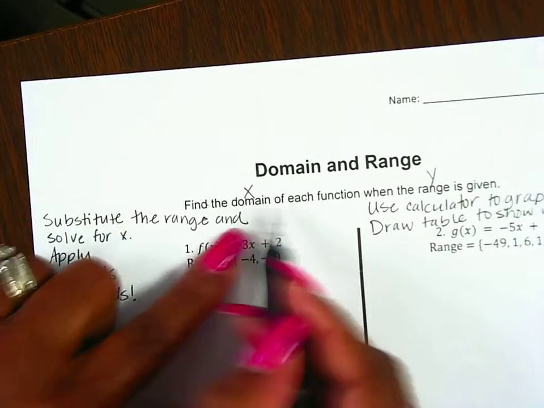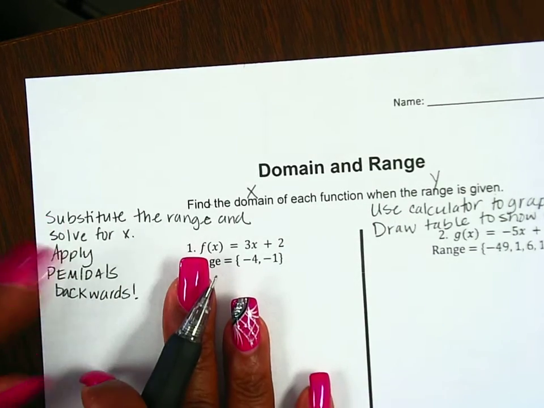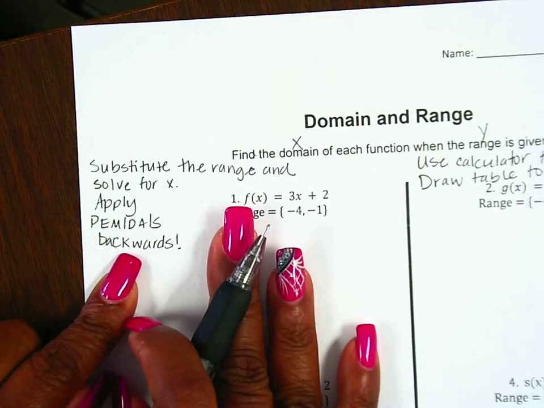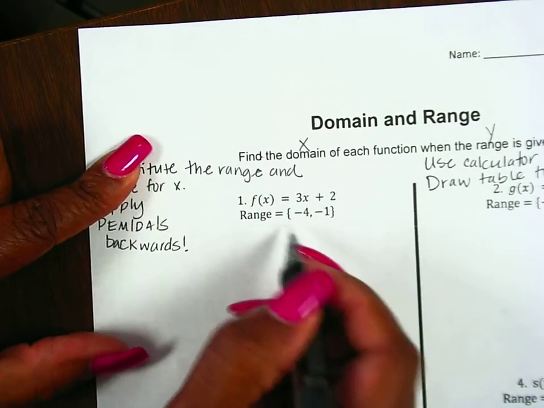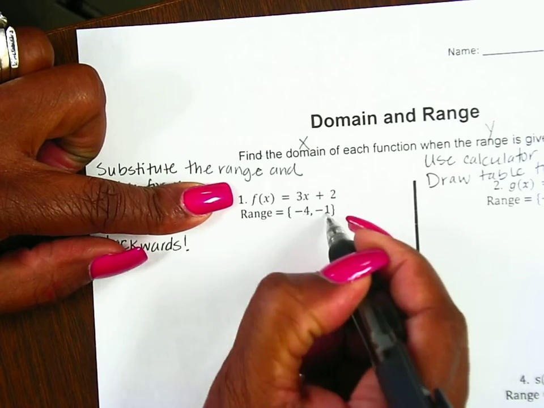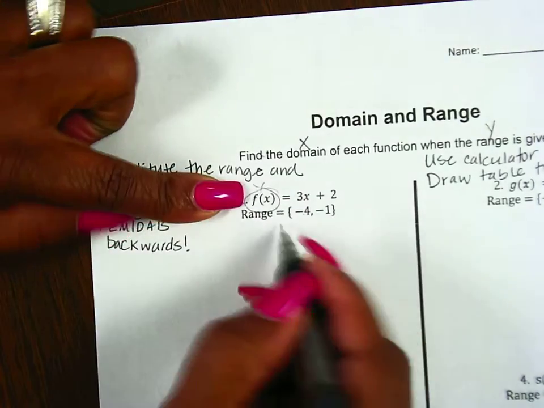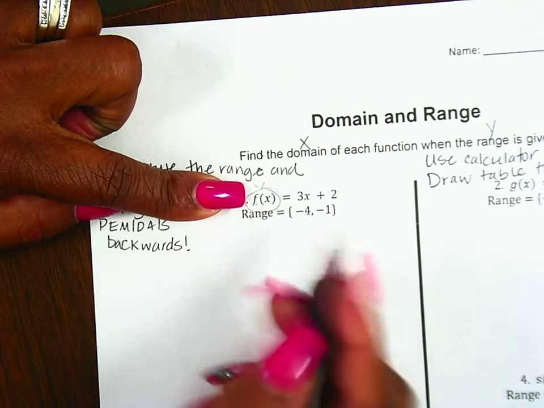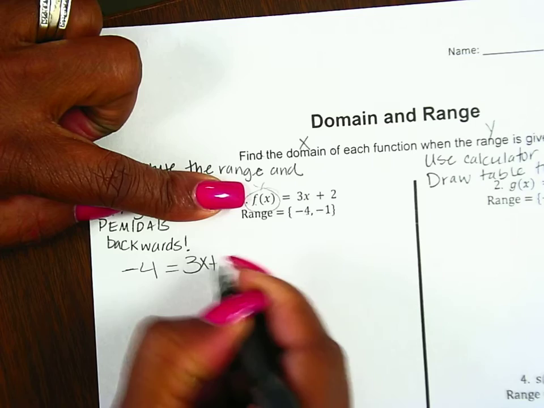Find the domain, find x of each function when the range is given. On the left side, if they tell me to use PEMDAS backwards, that means I have to do it by hand. So I'm doing this by hand. I'm going to do when y is -4, then y is -1. So f of x, remember, is y. Instead of writing f of x, I'm going to say -4 equals 3x plus 2.